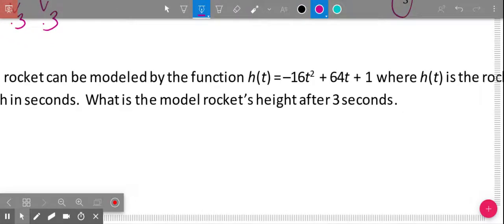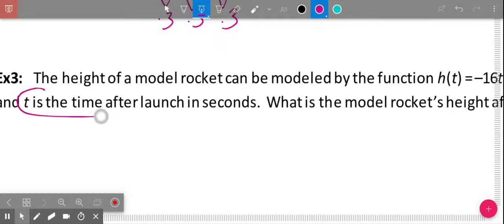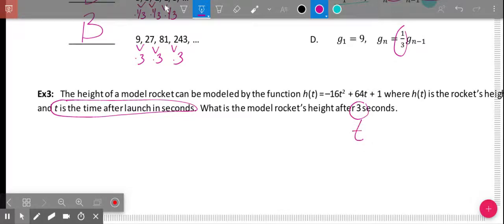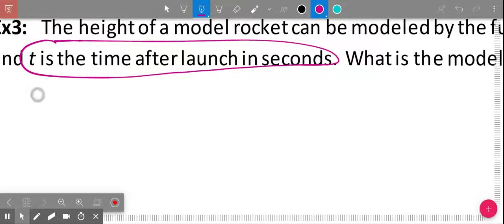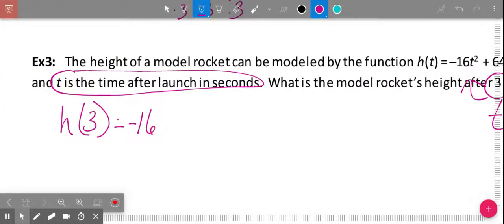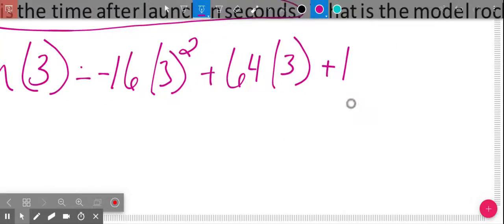So for this one, we want to take this 3, and we already over here said t is the time after the launch in seconds. So since I'm giving you the 3, which is t, we're going to substitute the 3 in for the t. So instead of h of t, I'm going to have h of 3 equals -16 times 3 squared, plus 64 times 3, and then plus 1. So at this point, we are just going through and simplifying this expression. Okay, we plugged in our input, so now we need to find the output to go with it.